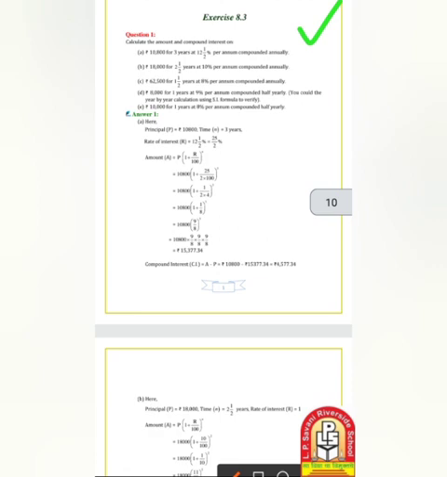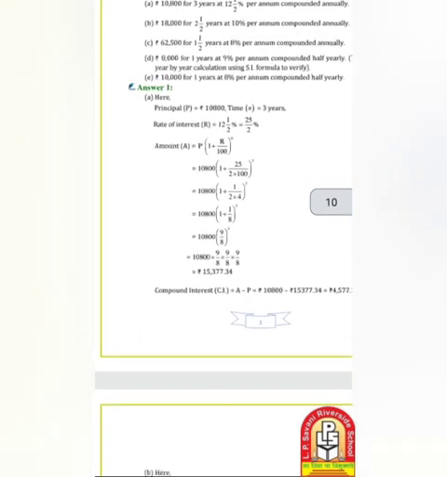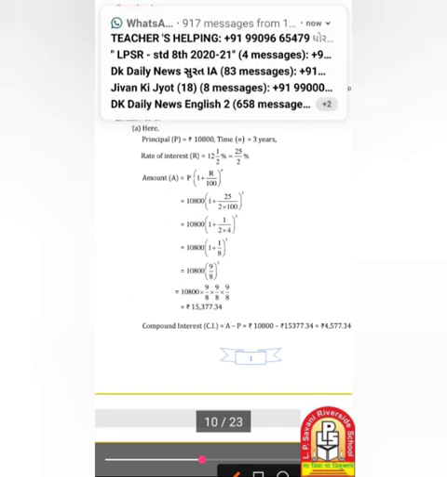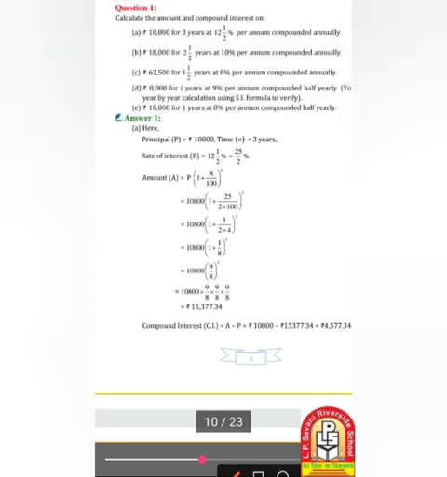So for the compound amount annually, the formula is A equals P into 1 plus r by 100 raised to n. By using this formula we have to find the amount. So here the amount is 10,800 multiplied by 1 plus r by 100. Here I put 25 by 2, the interest rate, in place of r.